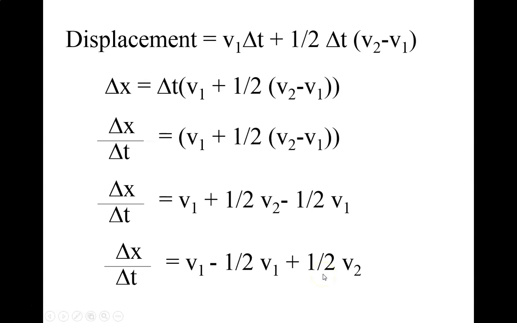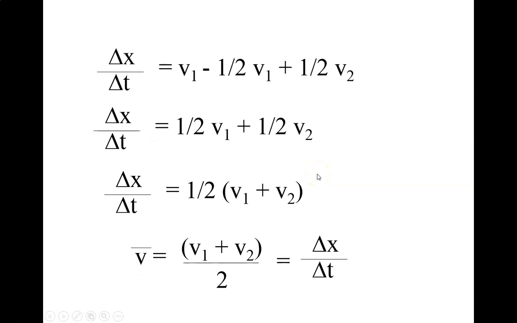Let's do a little bit of algebraic massaging. Okay, so we'll work this down. I'm not going to go through all this. And what we get when we figure this out is that the average velocity, the displacement over time, equals 1/2 times (v1 plus v2).